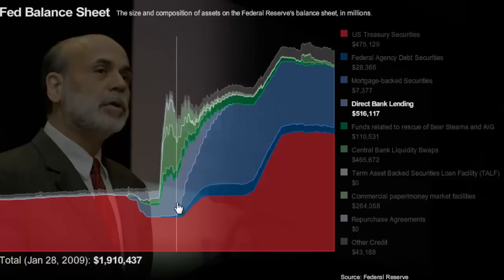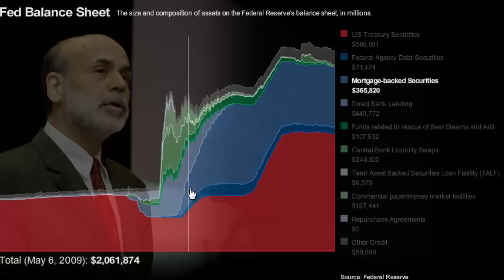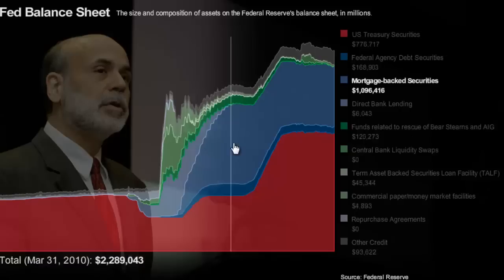But it's also later on, once the financial crisis settles down a bit and the Fed turns its attention back to more traditional monetary policy, trying to boost aggregate demand and stimulate the economy, that the Fed starts purchasing mortgage-backed securities. That's this big blue area right here. And you can see by the height that the Fed is holding $1.1 trillion worth of mortgages. Why is the Fed doing that? Well, when the Fed buys mortgage-backed securities, that pushes mortgage interest rates down. This is large-scale asset purchases, or quantitative easing.